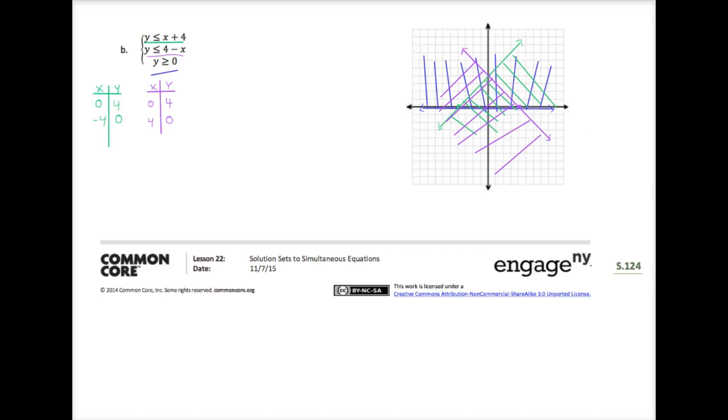And let's go ahead and identify where that mess is. So this is the region where all 3 colors overlap. Hope you see it. I'll go ahead and emphasize it a little bit with this orange. And ta-da, we have the answer. Good job.